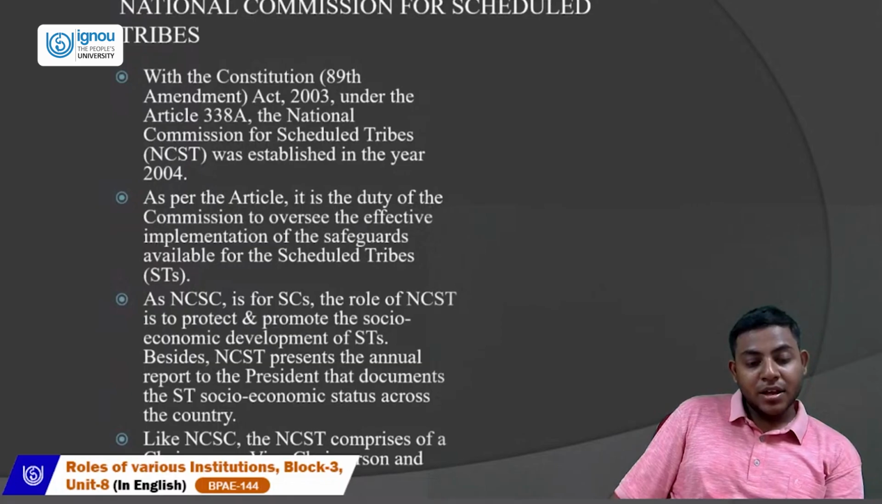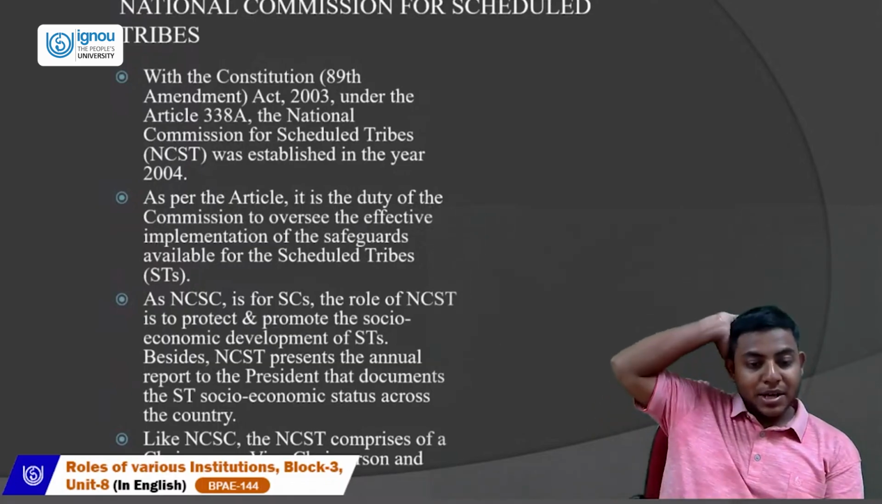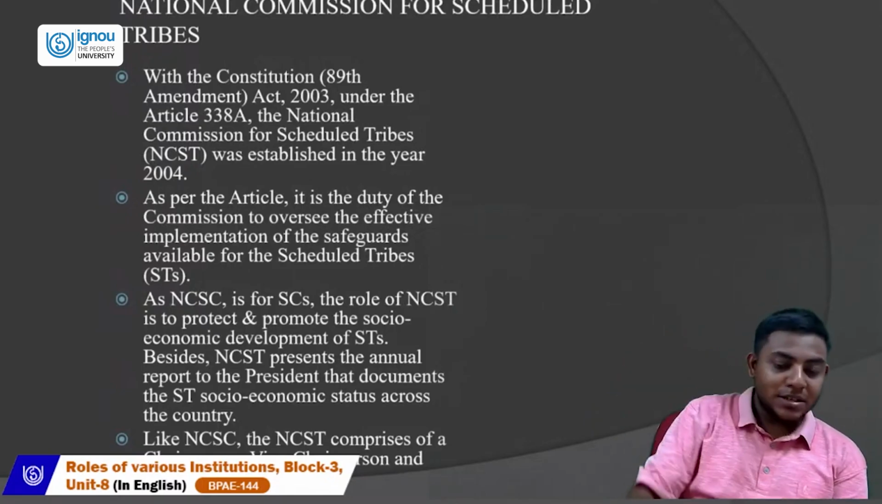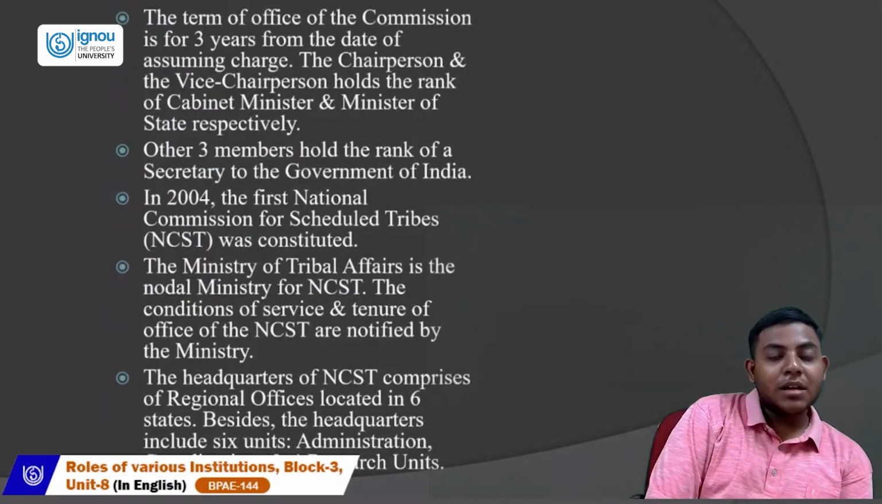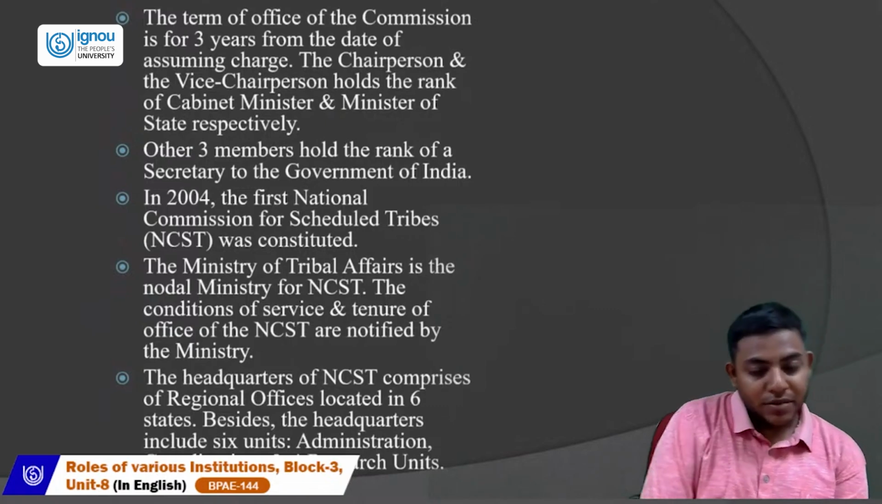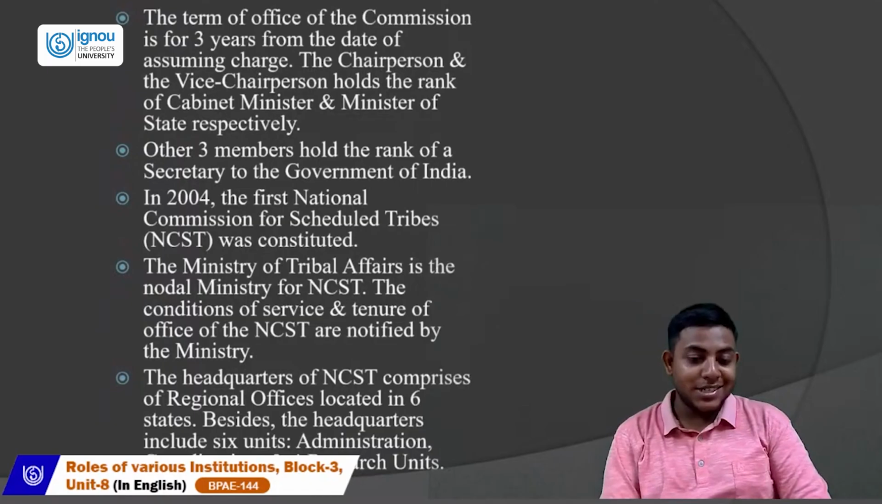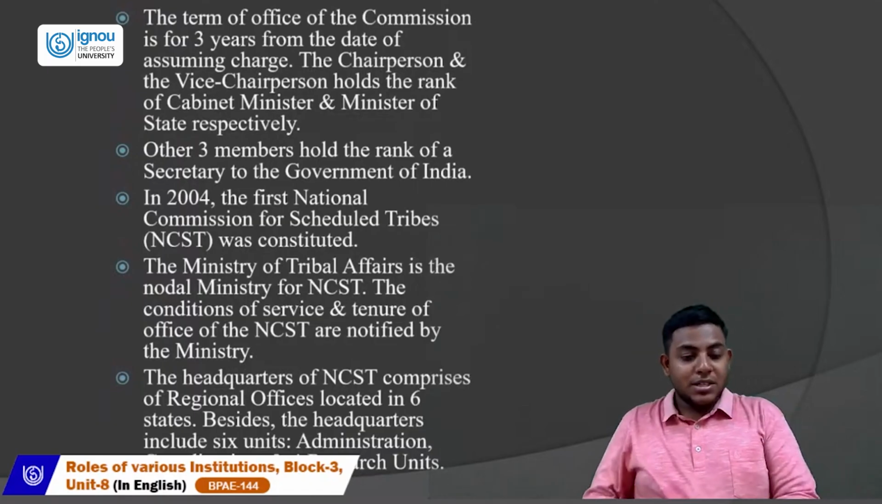Like the National Commission for Scheduled Castes, the National Commission for Scheduled Tribes comprises a chairperson, vice chairperson, and 3 other members. The term of office of the commission is 3 years from the date of assuming charge. The chairperson and vice chairperson hold the rank of cabinet minister and minister of state respectively. And the headquarters of the National Commission for Scheduled Tribes comprises regional offices which are located in 6 states. Besides the headquarters, they include 6 units. The administration coordination has 4 research units.